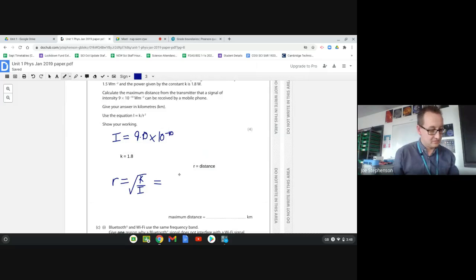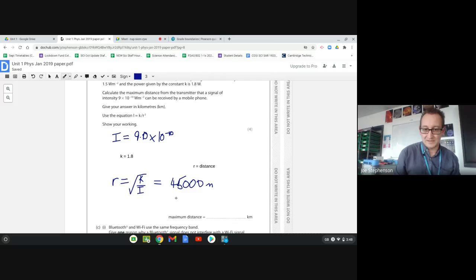Just make sure you're capable of doing that. So you put it into your calculator. What it will give you is something along the lines of 45,000, and that will be in meters. Yep, that's worked well, hasn't it? So 45,000, and that's in meters.